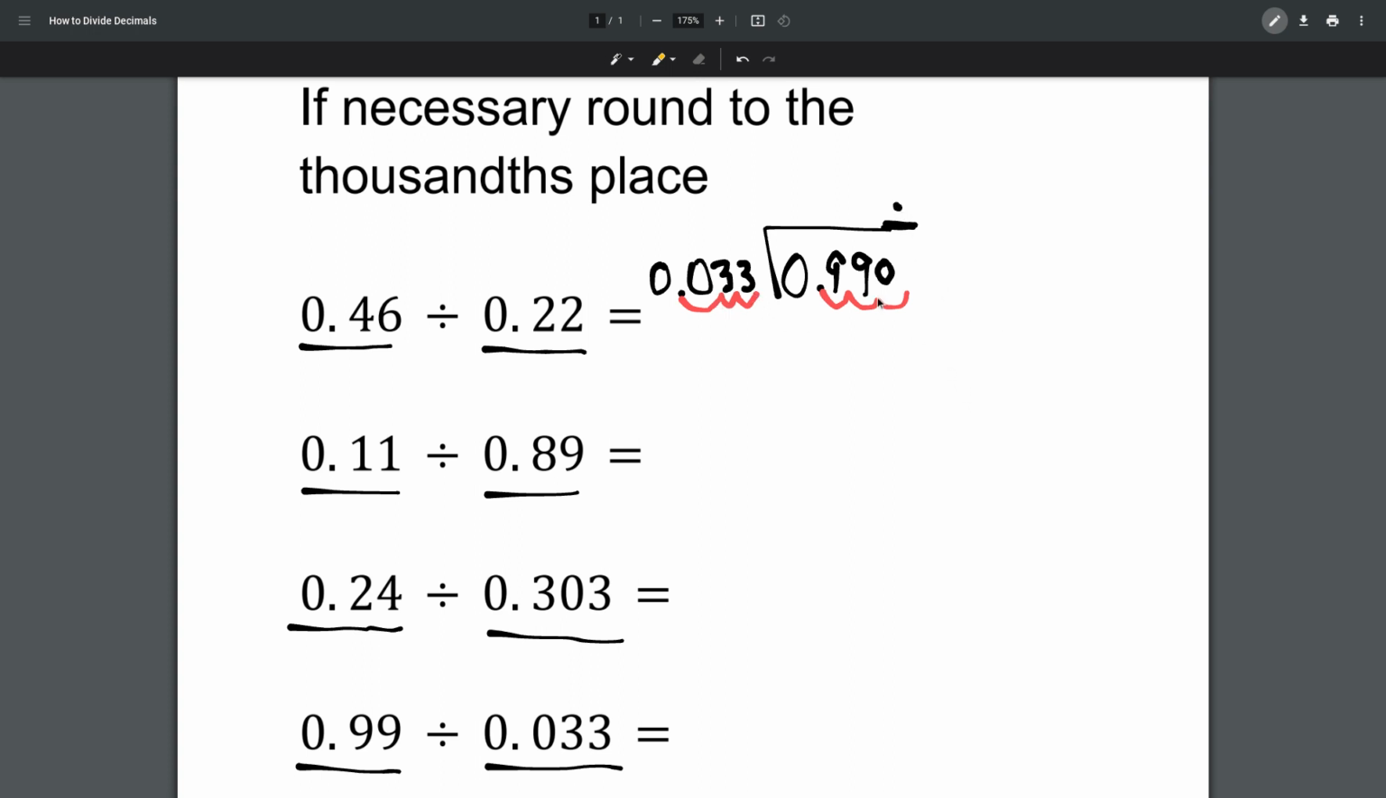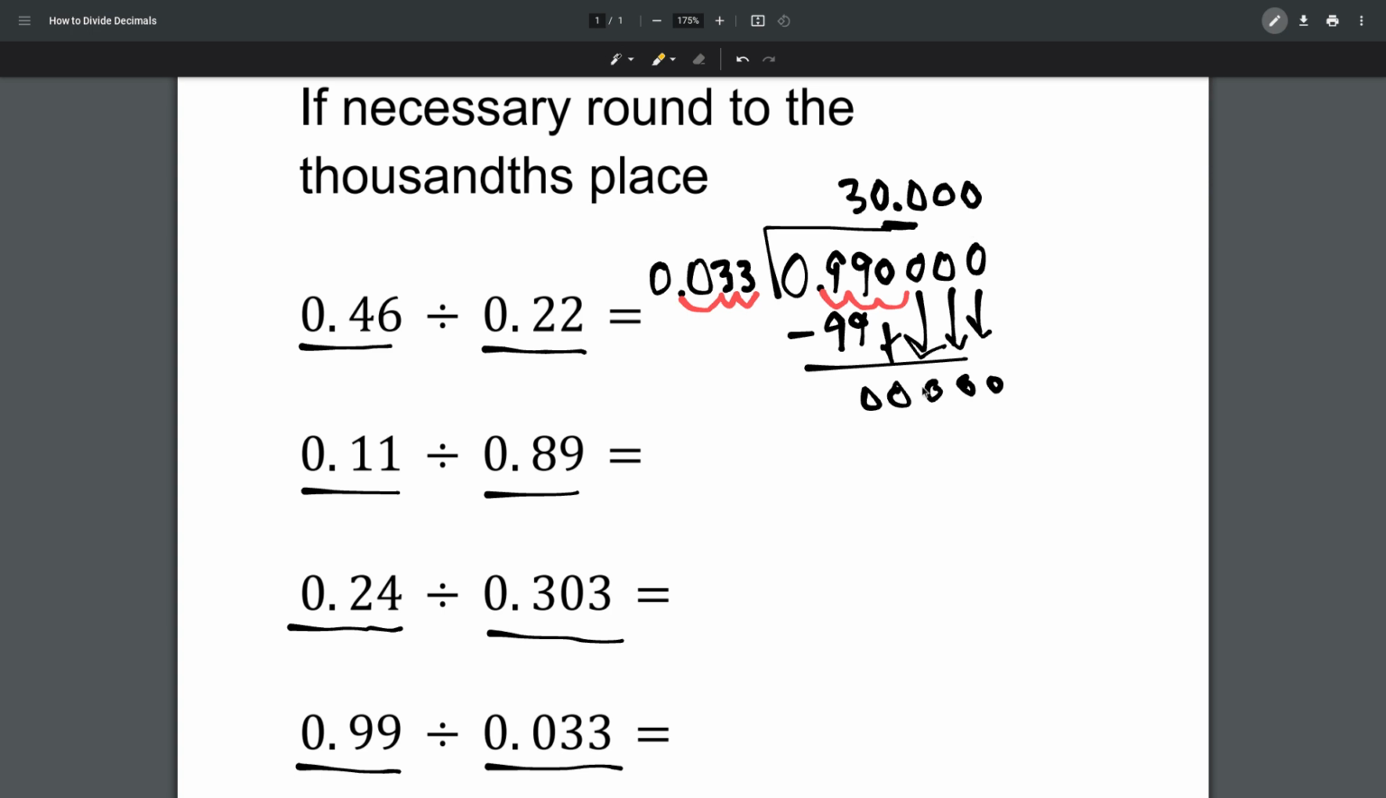So 33 does go into 99 3 times. So 3 times 33 is 99. 99 minus 99 is 0. Bring down the 0 here. 33 goes into 0 0 times. Bring down the 0 again. 33 goes into 0 0 times. Bring down the 0 again. I think you're getting the point. Goes in 0 times. Bring down the 0. And yeah, so it's just going to be 30.